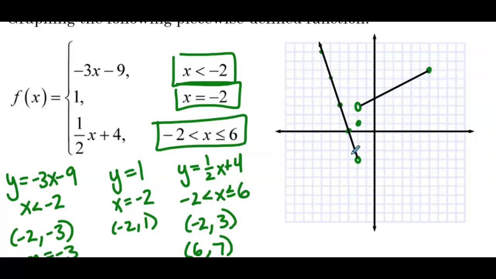Passes the vertical line test. In particular, if we look at x equals -2, if we drew a vertical line, it would only intersect at this point here because the other 2 points are open. We have 3 separate pieces. They don't overlap, right? Again, reemphasize, it passes the vertical line test, so we're good.